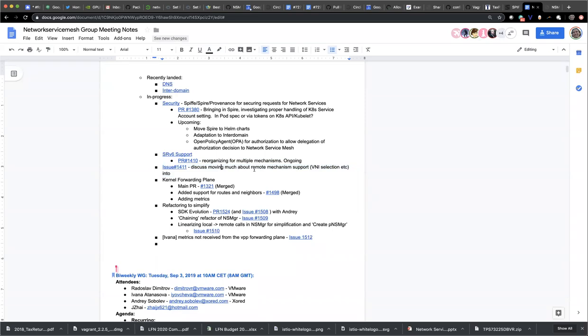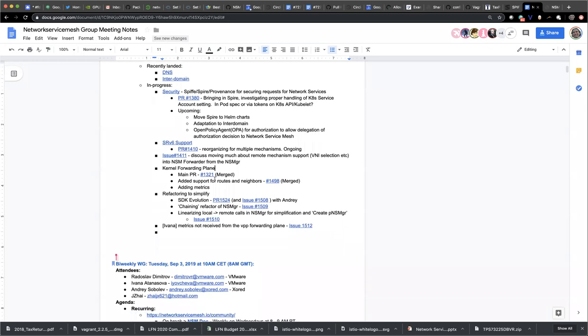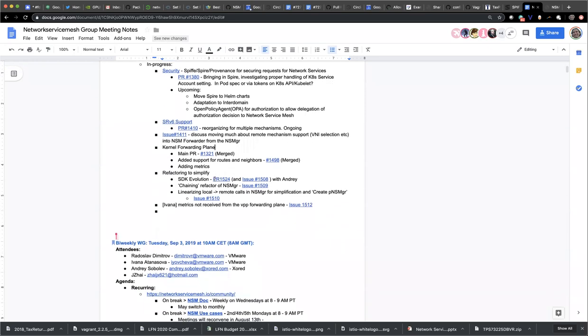All right, so, there's also a discussion I just want to bring people's attention to. Right now, the remote mechanism support does VNI selection in the network service manager, and just talking about moving that into the NSM forwarder from the NSM manager on issue 1411, that strikes me as probably being a good idea, but I did want to give that a little bit of promotion here as a discussion to look at. Radoslav, do you want to talk about what's going on in the kernel forwarding plane?